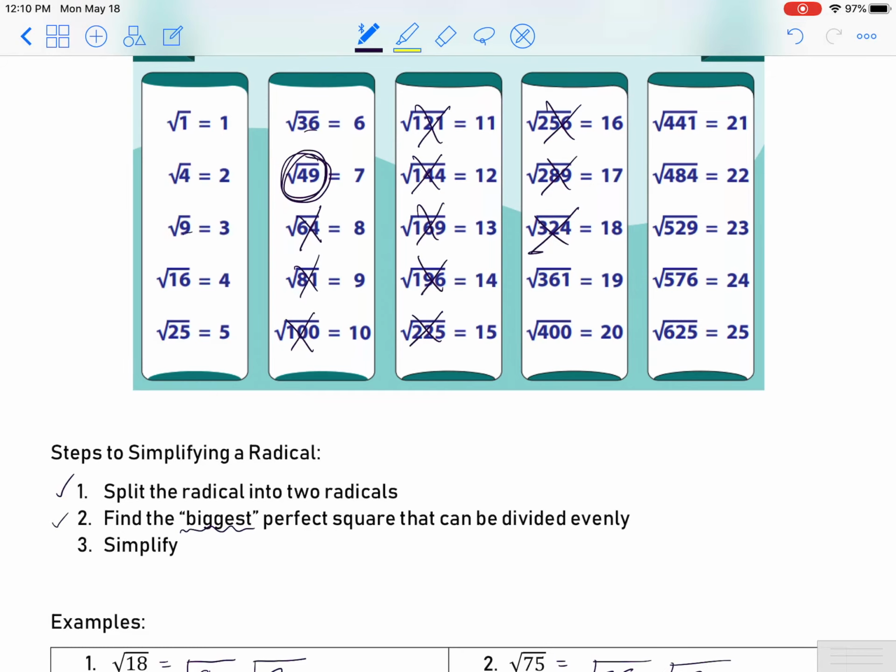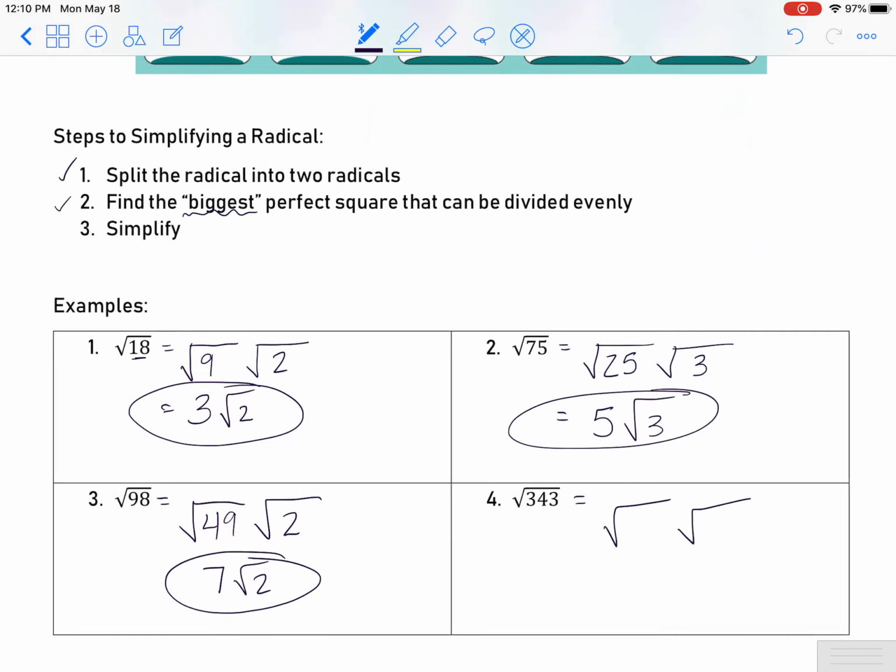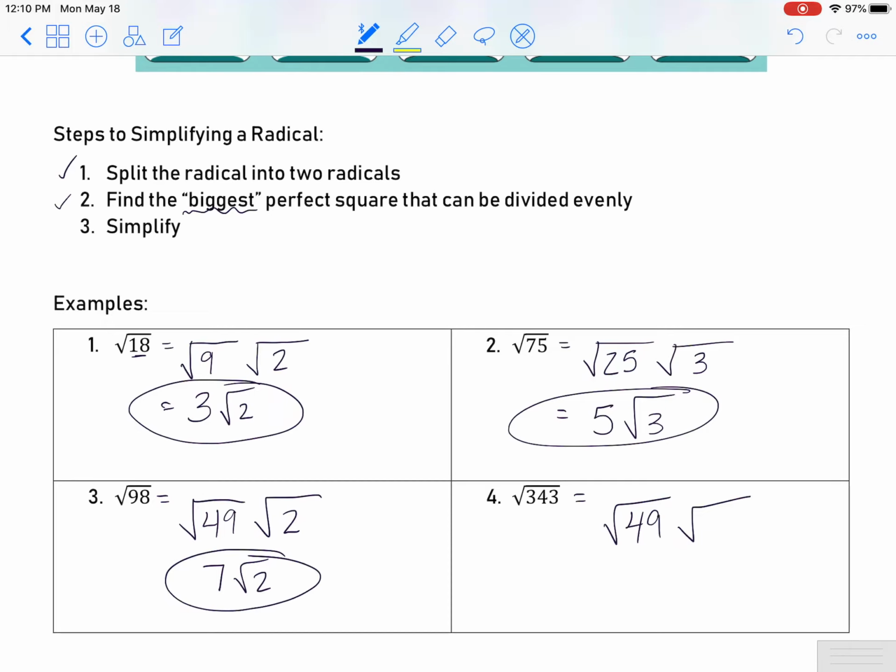That's what I got. So that gets divided into 49 and 7. I know that the square root of 49 is 7, and I'm left with radical 7. Okay?